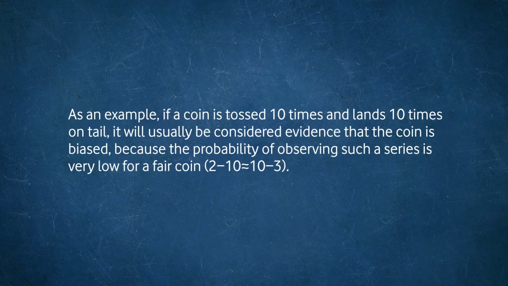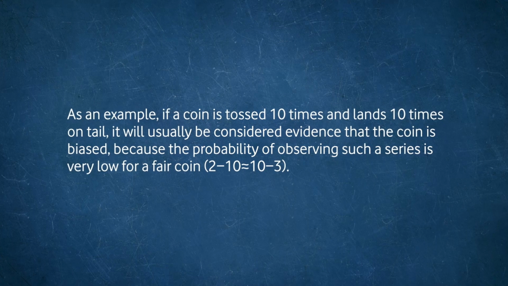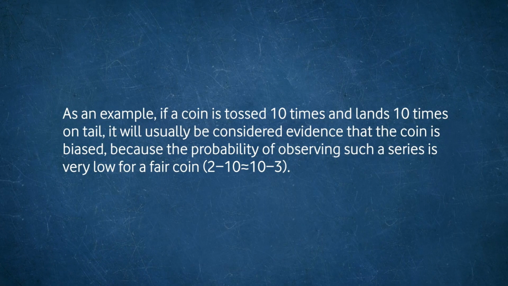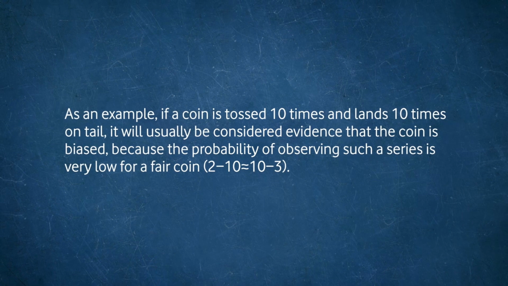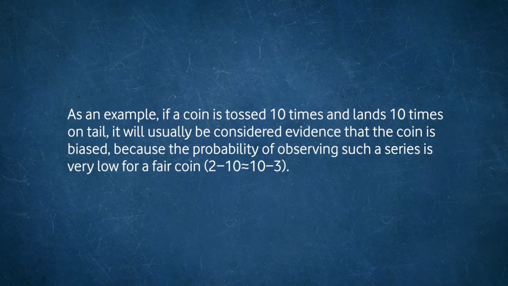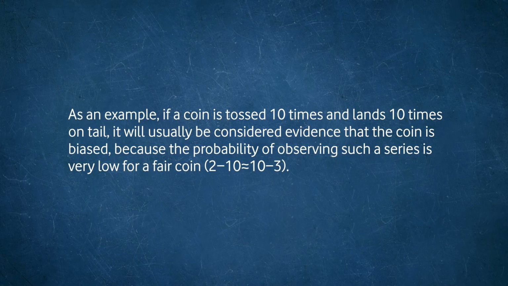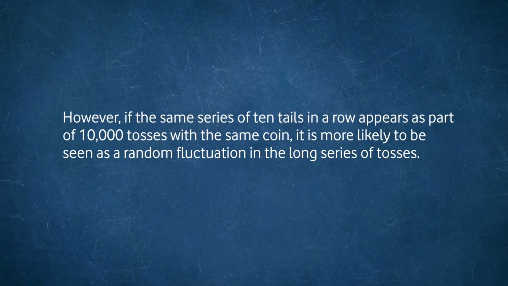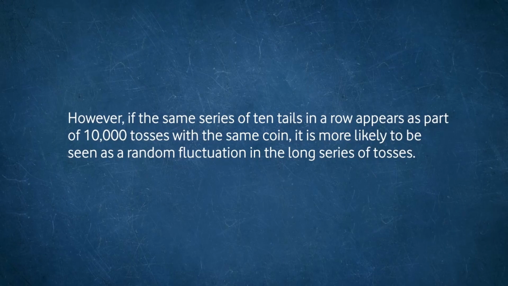As an example, if a coin is tossed 10 times and lands 10 times on tail, it will usually be considered evidence that the coin is biased, because the probability of observing such a series is very low for a fair coin, that is 2 to the power minus 10, which is more or less equal to 10 to the power minus 3. However, if the same series of 10 tails in a row appears as part of 10,000 tosses with the same coin, it is more likely to be seen as a random fluctuation in the long series of tosses.